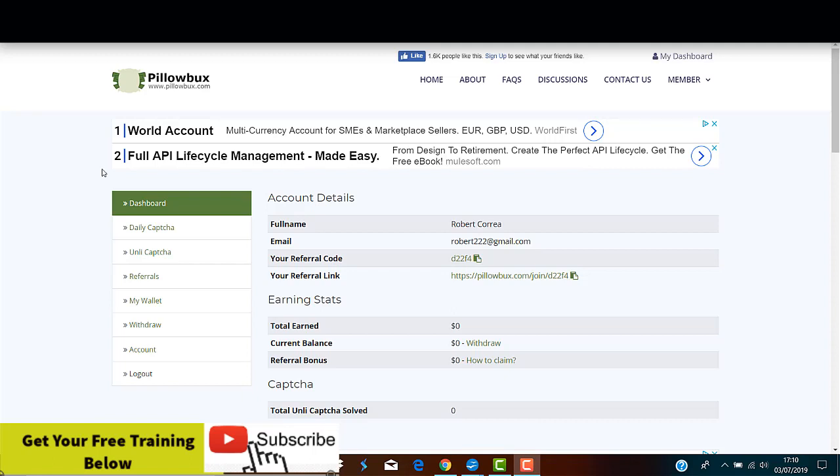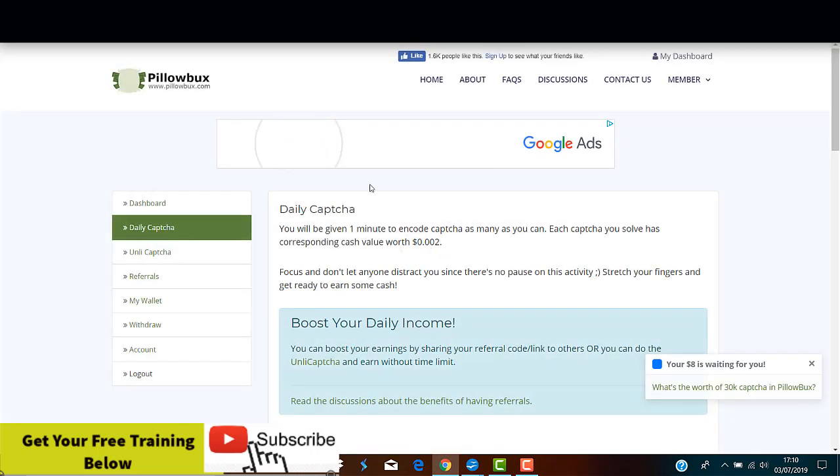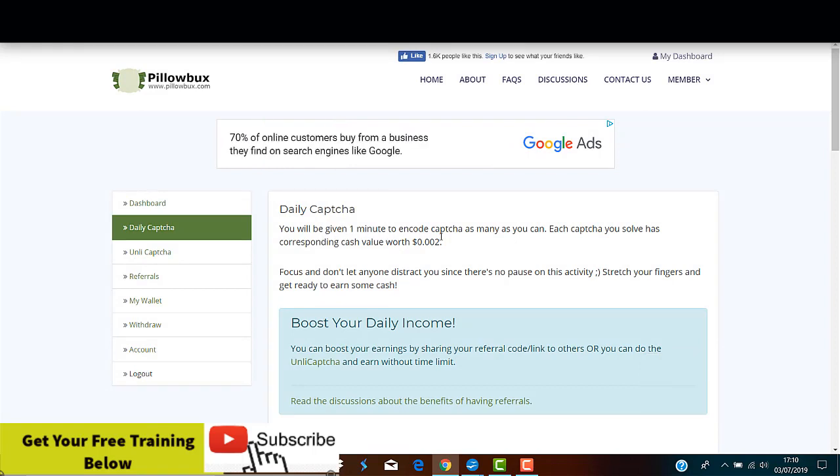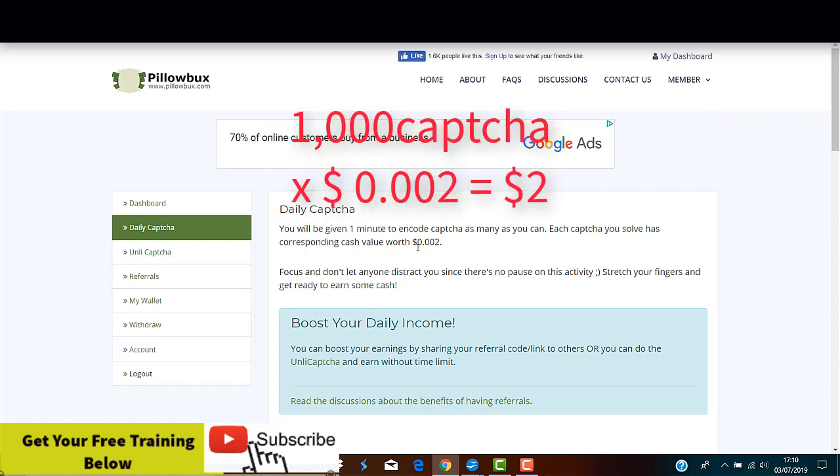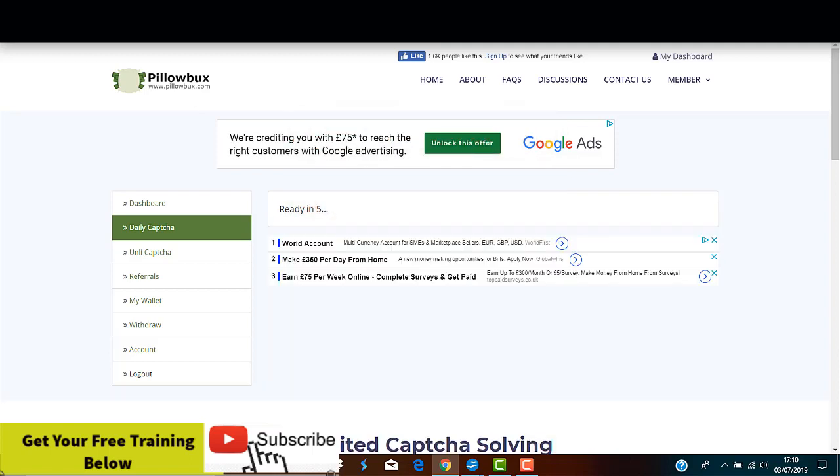As you can see on the left hand side, we have the ways that you can earn money. So let's check the first one, the daily captcha. Let's wait for it to load. It means that you will be given 1 minute to encode as many captchas as you can. Each captcha you solve has a corresponding cash value worth 0.002. If I'm not mistaken, for every 1,000 captchas you solve, you will get $2. So let's get started. Ready in 4, 3, 2, 1.